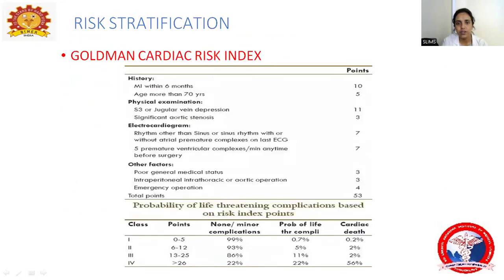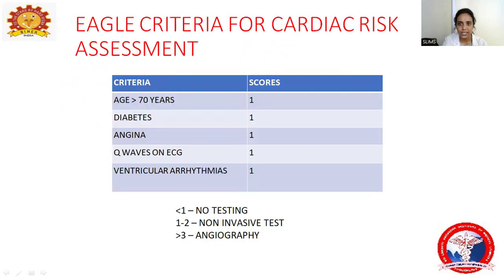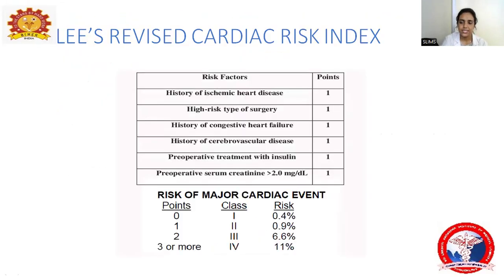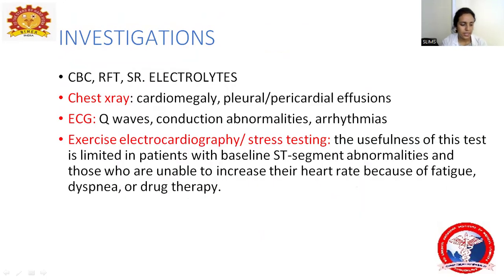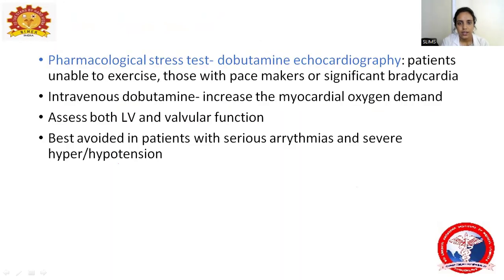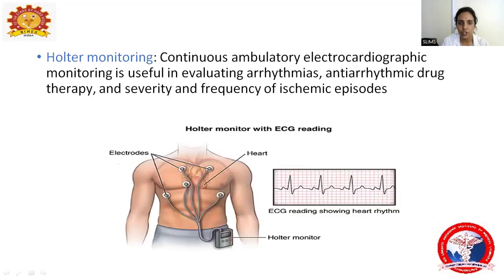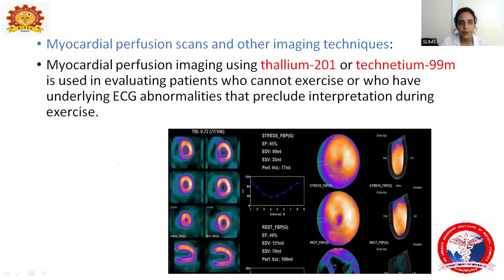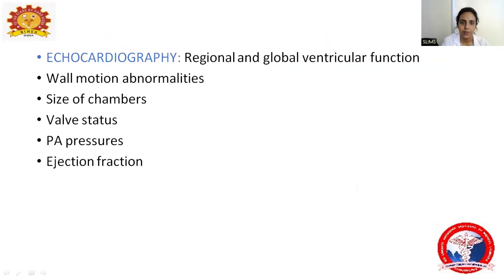We also saw about the risk indexes: the Goldman risk index, Eagle's criteria, Lee's revised cardiac risk index, and also some investigations. So there was CBC, RFT, serum electrolytes, chest X-ray, ECG, exercise testing, pharmacological stress testing, which is dobutamine echocardiography. And then there's Holter monitoring for arrhythmias, myocardial perfusion scans and other imaging techniques.